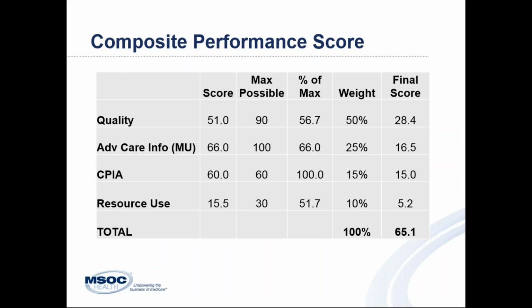In each category, we've got a score. We've got a maximum that's possible for that score, for that category. We've got a percent of the maximum. That's a calculation. 51 divided by 90 is 56.7. And then each category has a weight identified by the legislature as what the weight will be for this year. And exceptions, like I was saying, certain providers may have 0% weight in the advancing care information and 75% weight in quality. And then you calculate that for a final score. So this particular example, we have a final score of 65.1 points.